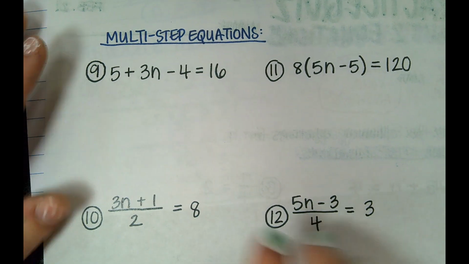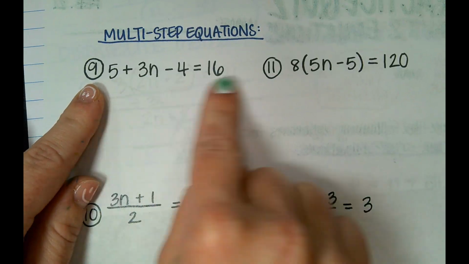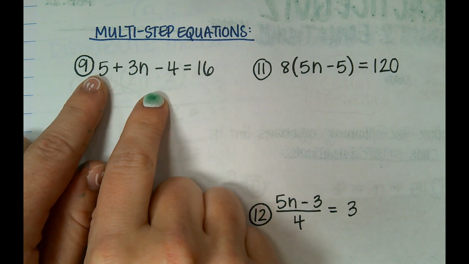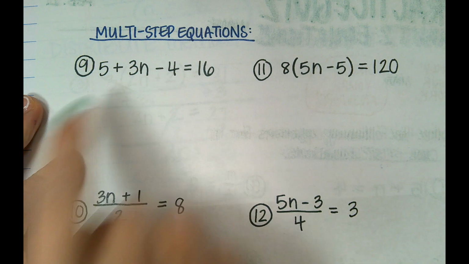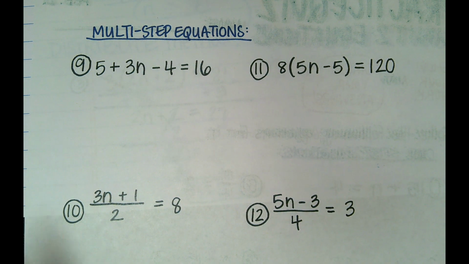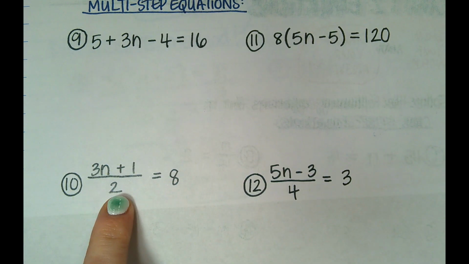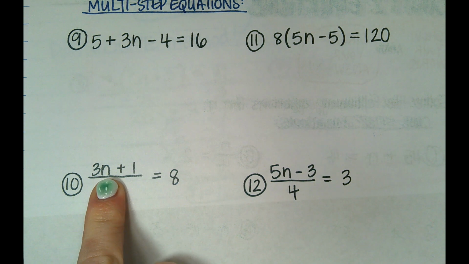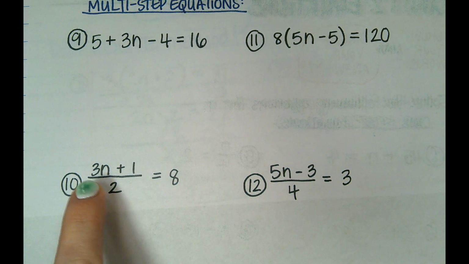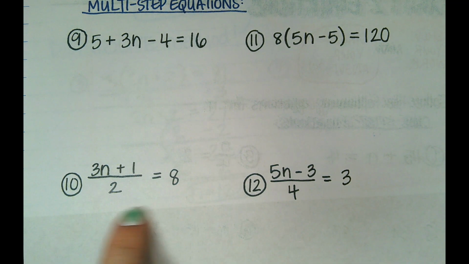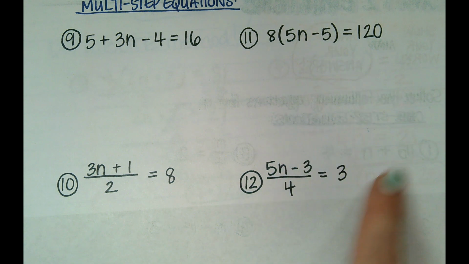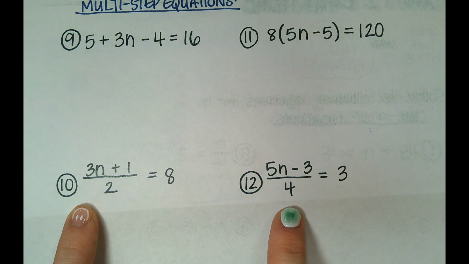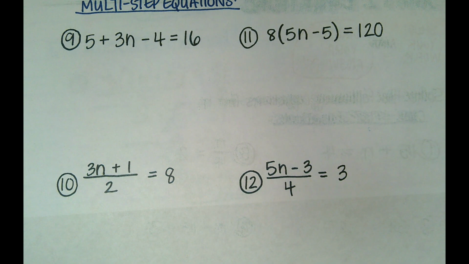Multi-step equations. This is a lot like what we did on Thursday, where we would get rid of addition and subtraction on both sides, and then you would just divide it by 3. And that would be it. Number 10, this is one where we have to get rid of the fraction first. Divide by 2, times 2 on both sides. It's like the opposite of the distribution. Okay? 11, we just did this. Just like that. And 12 is another one like 10. That would be your whole quiz. That's it. That's the whole thing.